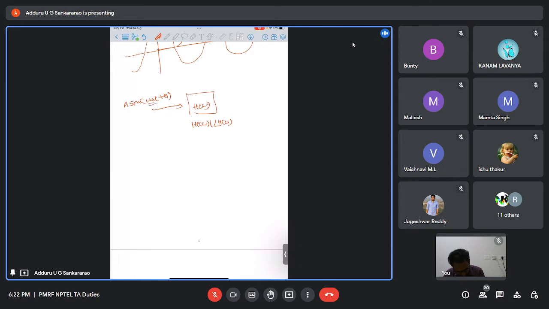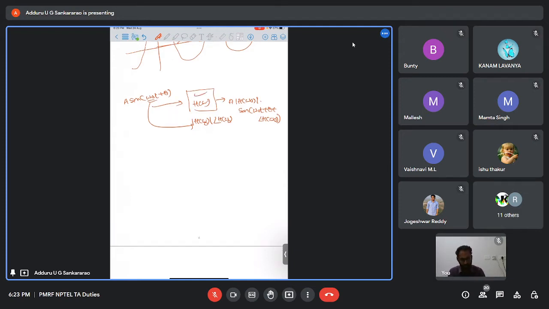At omega naught, you find the magnitude and phase. The output is the same signal, but the amplitude is multiplied by the magnitude of H of omega naught, and the phase will be added. This is a very standard one. We will find this kind of problem in GATE. So that's why I found H of omega, this one.